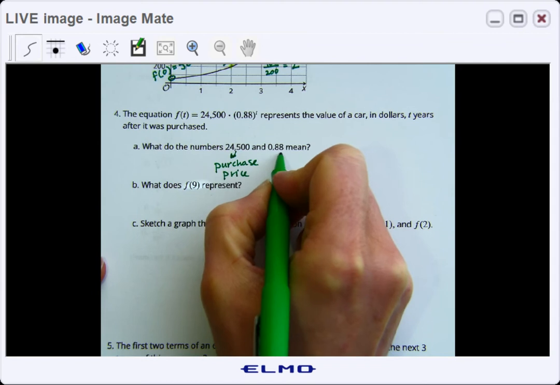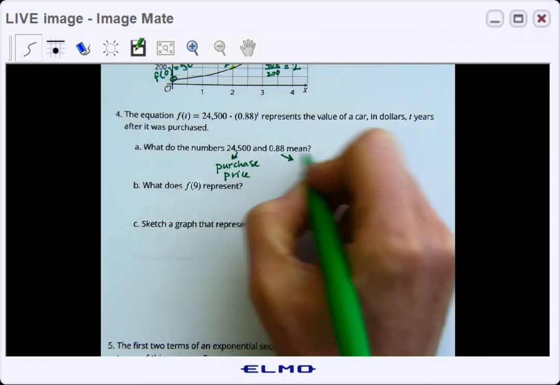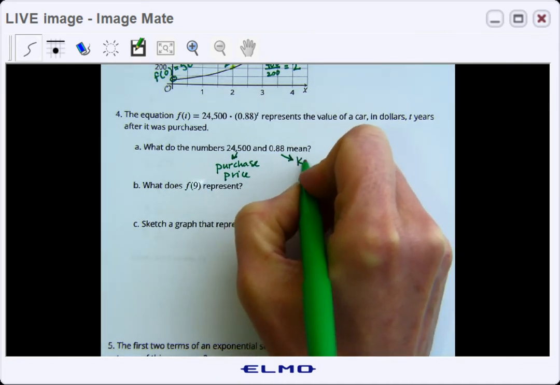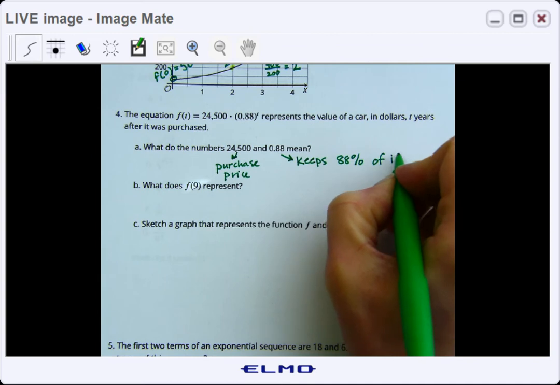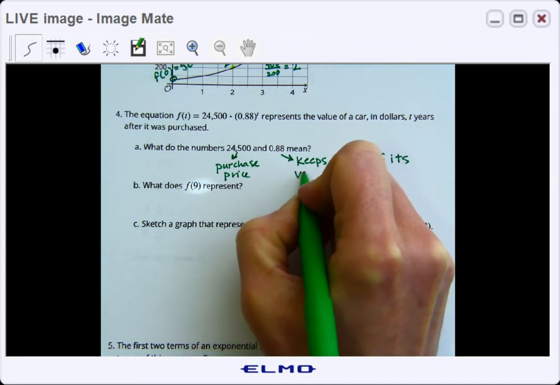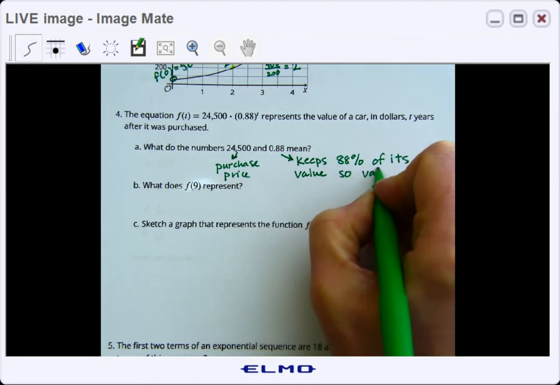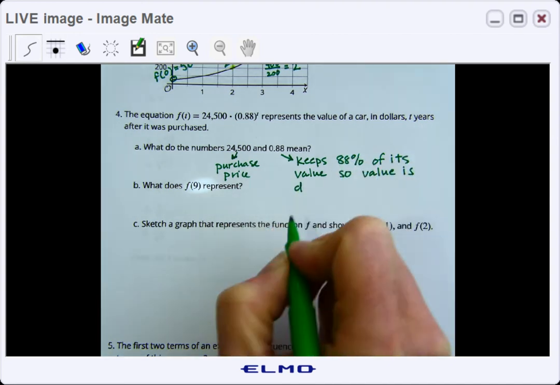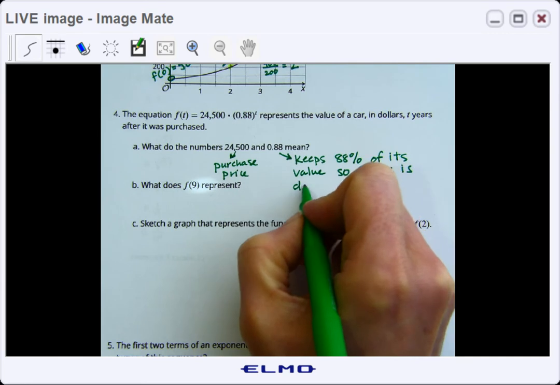And the 0.88 is, what does it mean? Well, it means that it keeps 88% of its value. So the value is decreasing. Think about it, by the other 12% that it would add up to 100. So the value is decreasing by 12%.